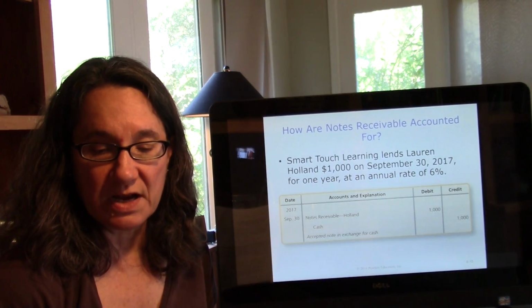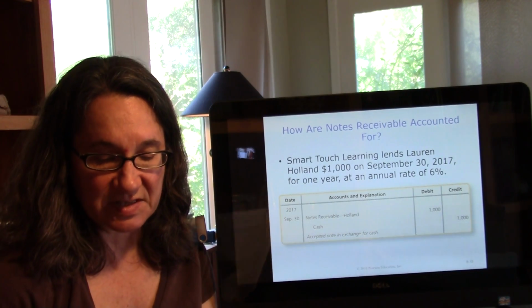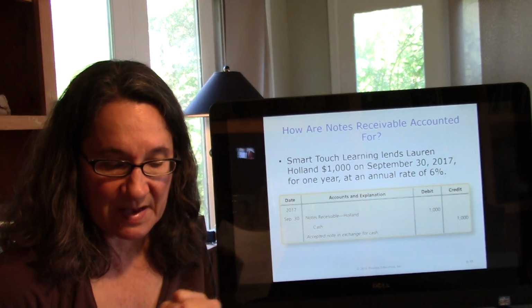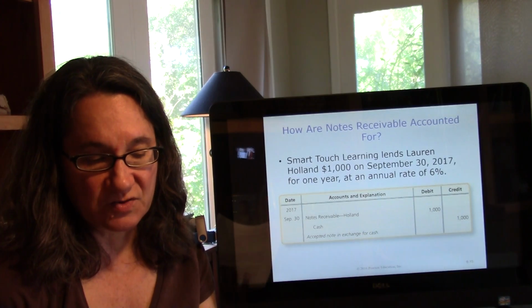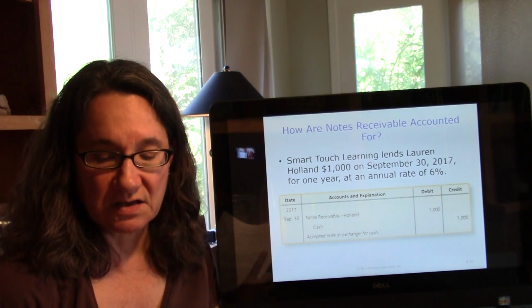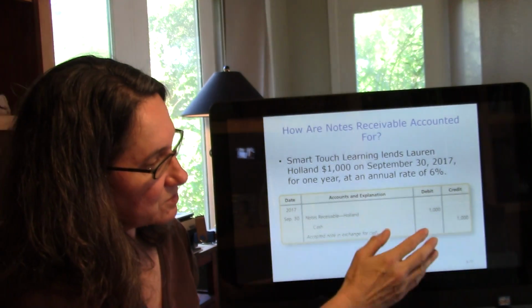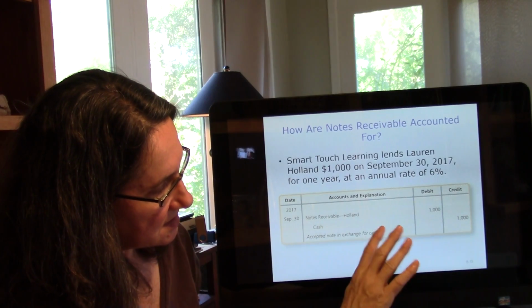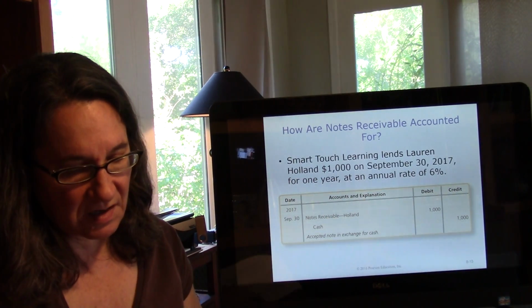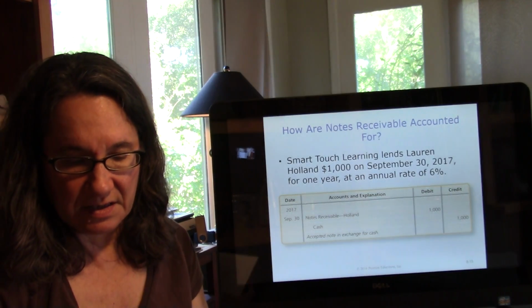Interest is recorded only after time has passed. At the time of the issuance of the note, no time has passed. Hence, there is no interest yet to be recorded. Remember that all interest rates are always stated as annual rates. So that 6% is a yearly rate, all right? That's not recorded yet.